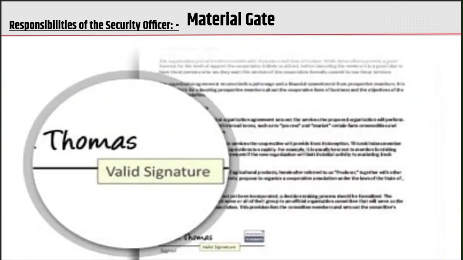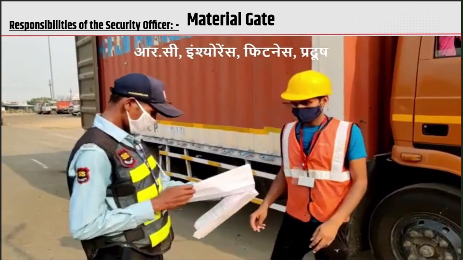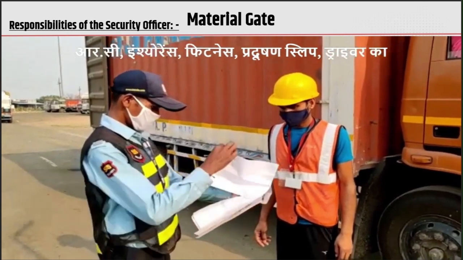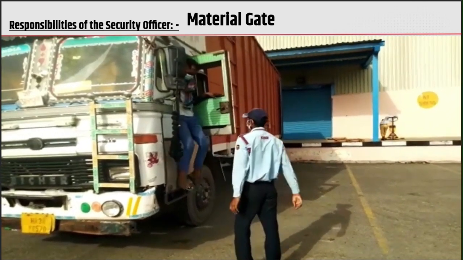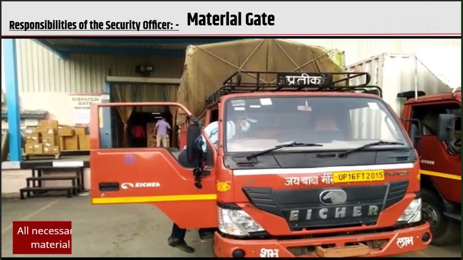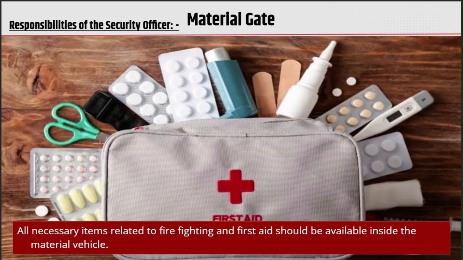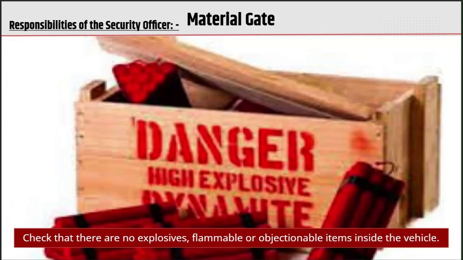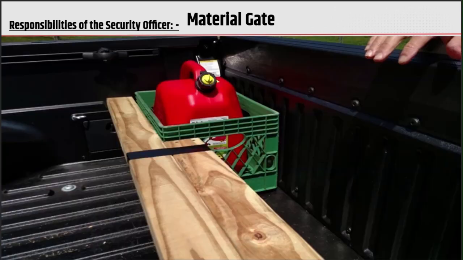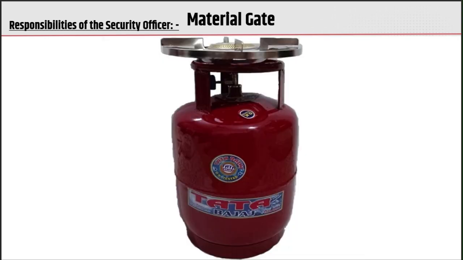Check the RC, insurance, fitness, pollution slip, and driver's license of the vehicle carrying goods, and keep in mind that the driver of the vehicle is not a minor. All the necessary items related to firefighting and first aid should be available inside the material vehicle. Ensure that no explosive, flammable or emergency items such as petrol cans, gas cylinders, stoves, etc. are kept inside the vehicle.